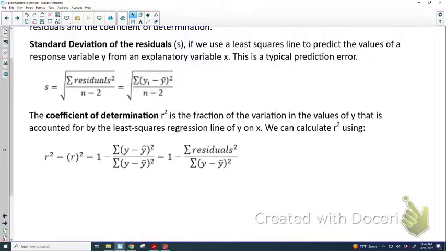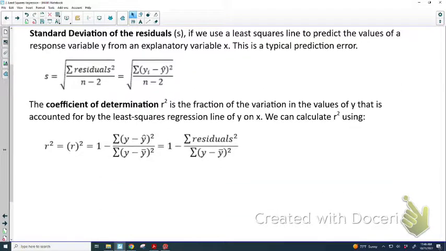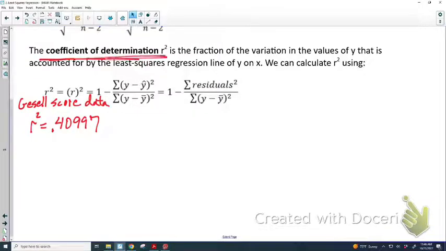One reason I'm not doing standard deviation of residuals yet is because we don't know what they are for Gessel score data. Usually they are given to you. I mean, we could find them if we wanted to, but I'm not worried about it. We'll practice it in the next example. So for the Gessel score data, we had an output in our calculator of 0.40997. That was r squared. It's also called the coefficient of determination.